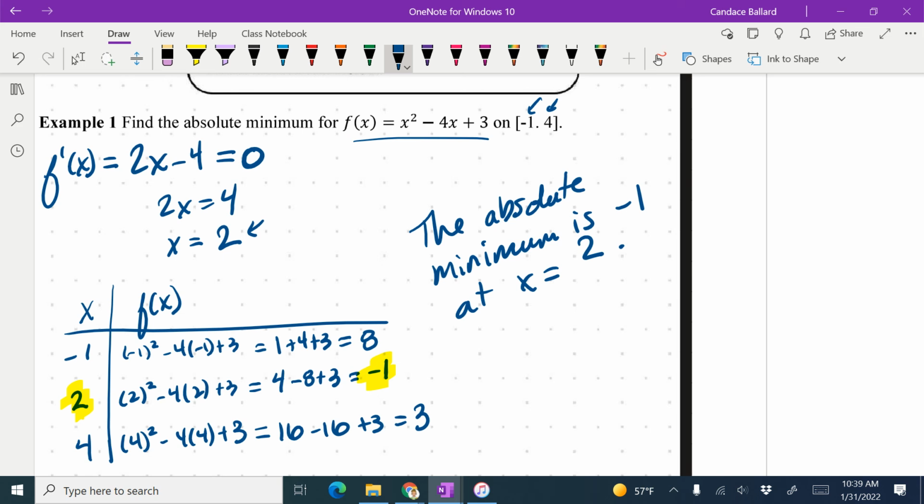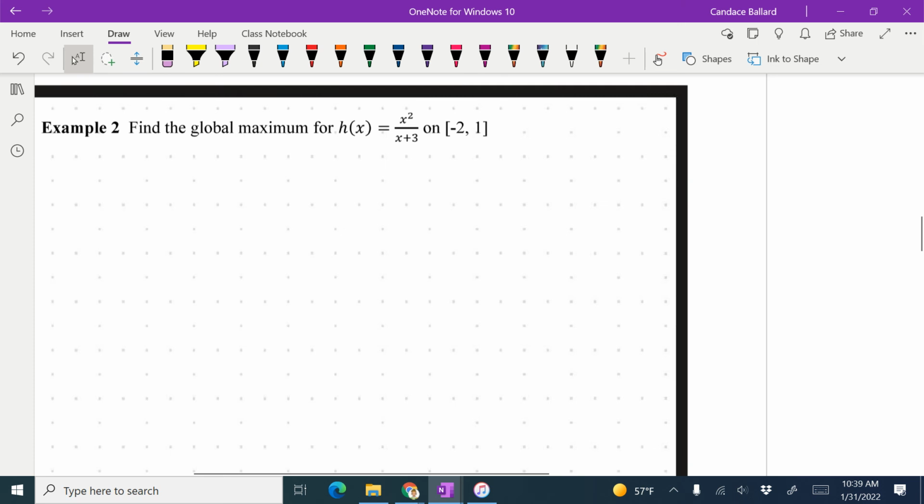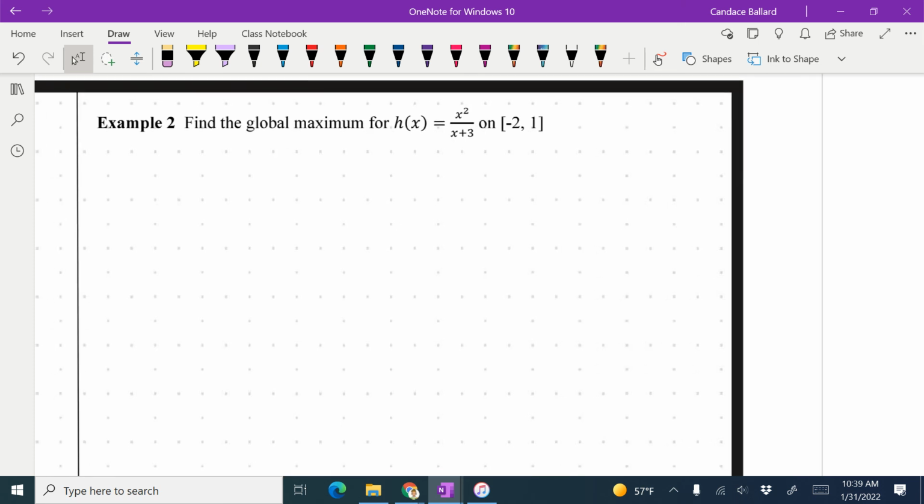Let's do the next one here. We're just going to keep going. Okay. Because we have some other picky little things that sometimes pop up here, so we need to deal with those. All right. So the next one says find the global maximum for h of x equals x squared over x plus 3 on -2 to 1.